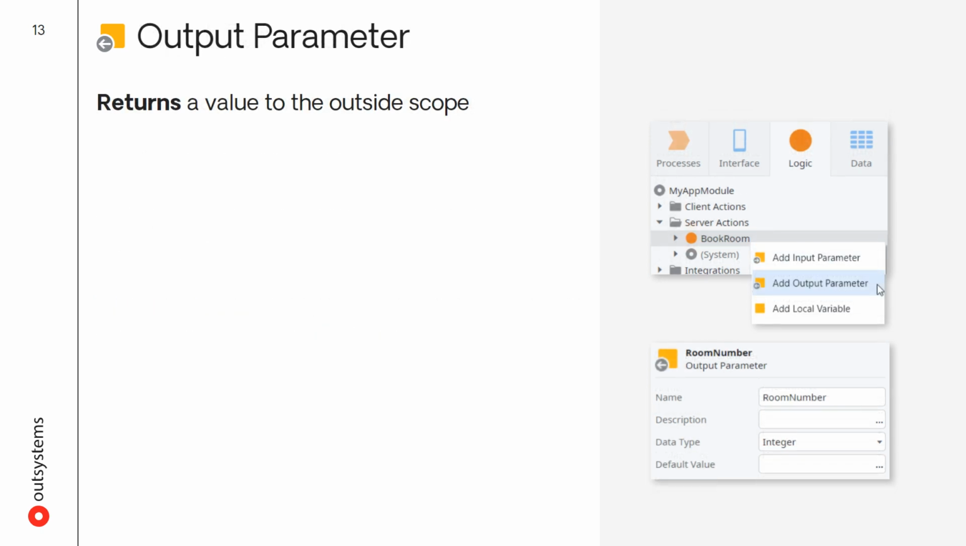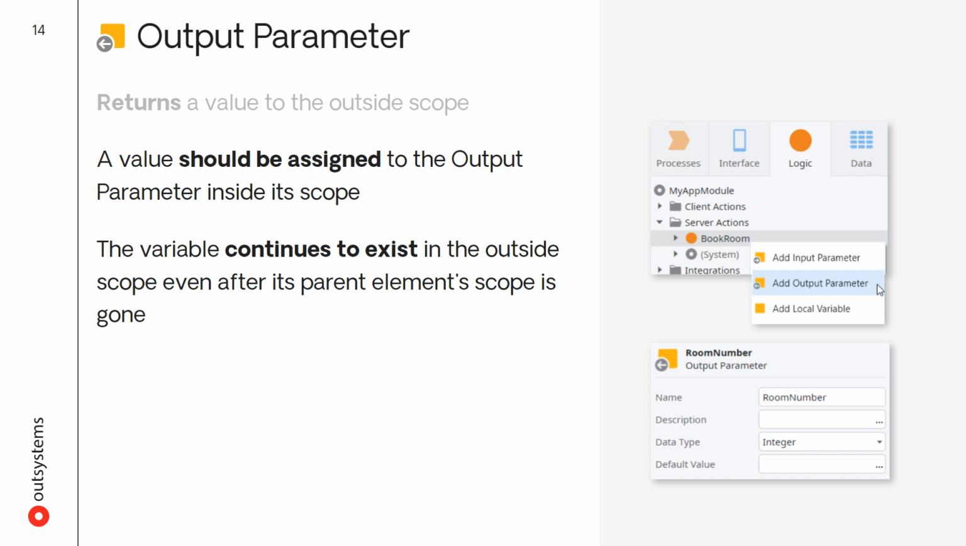We can also have output parameters. An output parameter will return a value from inside the parent scope to the outside scope. Inside the scope where the output parameter is defined, a value should be assigned to it. One big difference between input and output parameters is that the output parameter will continue to exist in the outside scope. It does not get destroyed, as happens with inputs.